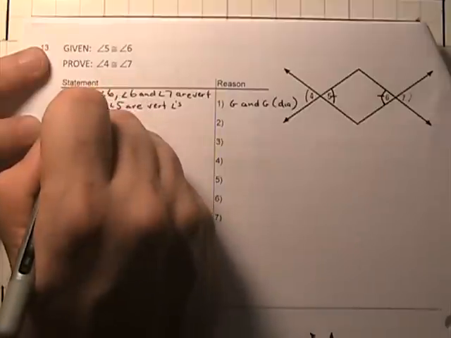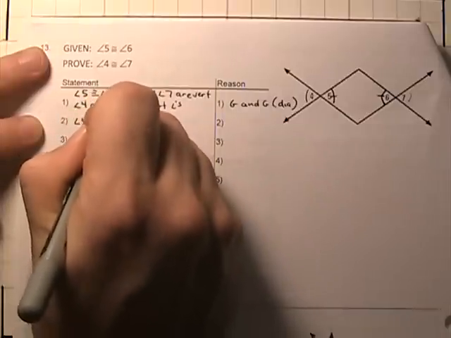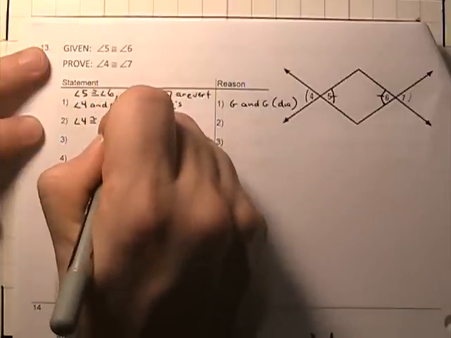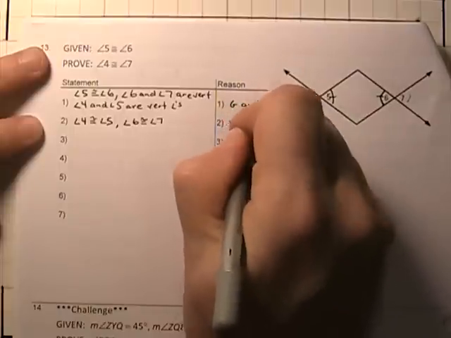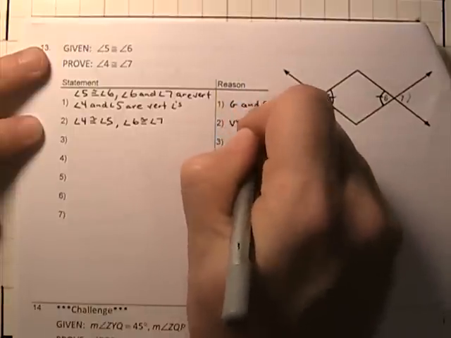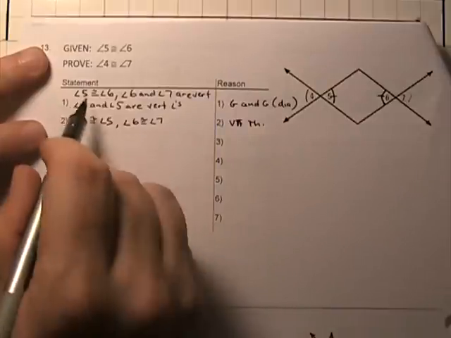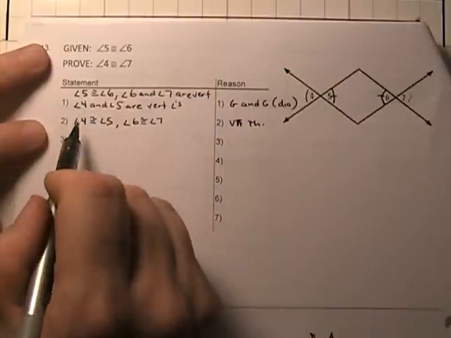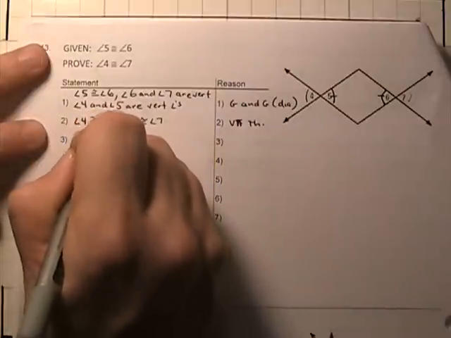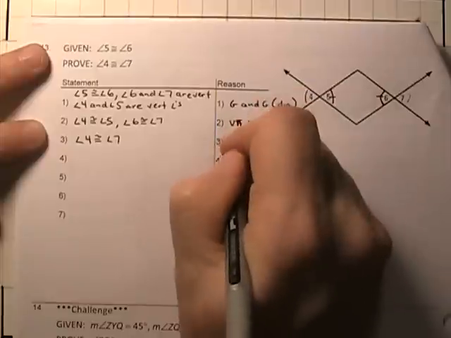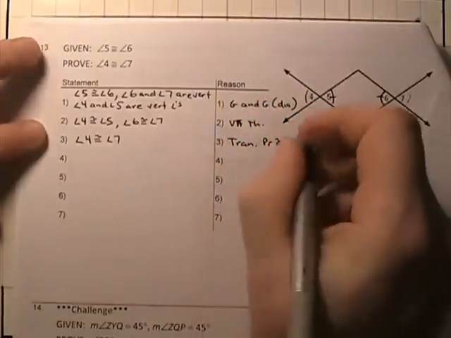If they're vertical, then we could say that angle 4 is congruent to angle 5, and we can say that angle 6 is congruent to angle 7 because of the vertical angles theorem. And so we've got 4 is congruent to 5, 5 to 6, 6 to 7. Angle 4 is congruent to angle 7 because of the transitive property of congruence.